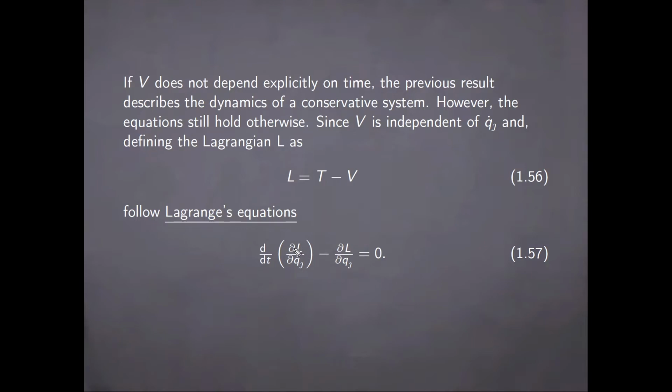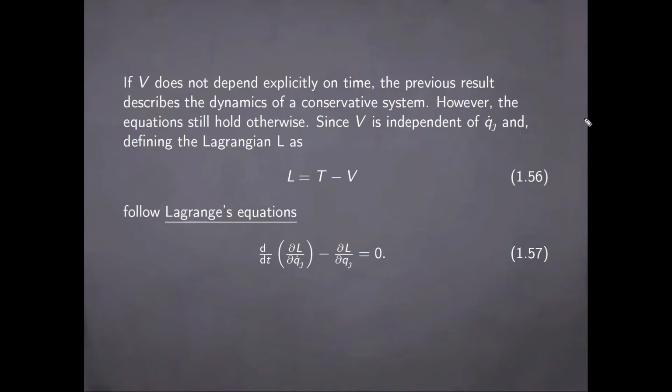So the partial derivative of L with respect to the generalized velocity, and then taken as a total time derivative, must be equal to the partial derivative of L with respect to a generalized coordinate.